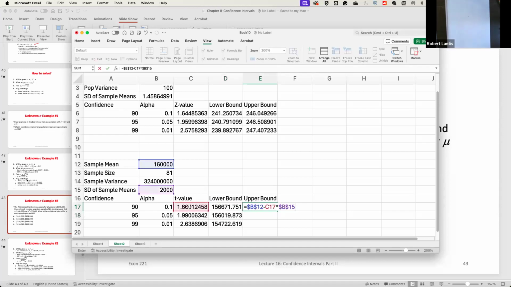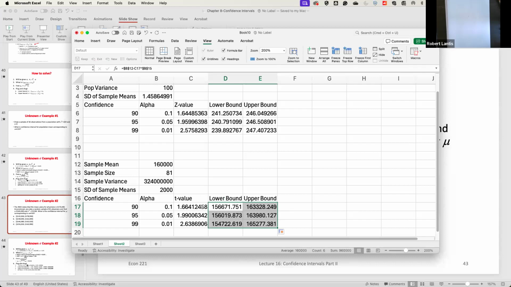When you copy paste this way, it doesn't update any of the cell references. The only thing I want to change in my upper bound is I'm no longer subtracting my margin of error, but I'm adding it. We're then going to drag this down. I've now got 3 confidence intervals very quickly.